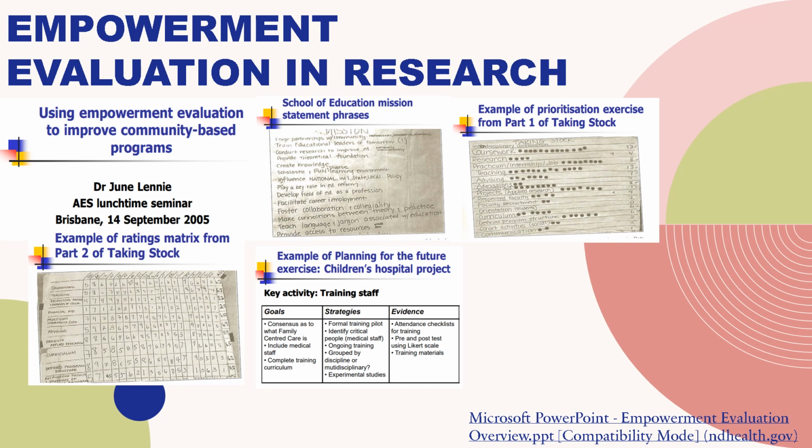Here are the possible missions contributed by each member of the group, and then the second part is step 2, taking stock. You will be given dot stickers, so you put them on each of the activities. And then on the third step, you have planning for the future: goals, strategies, and evidences. And this is how you do the rating. Horizontally and vertically, you are rating it, and those are the things that you will be discussing throughout step 2 of empowerment evaluation in research.